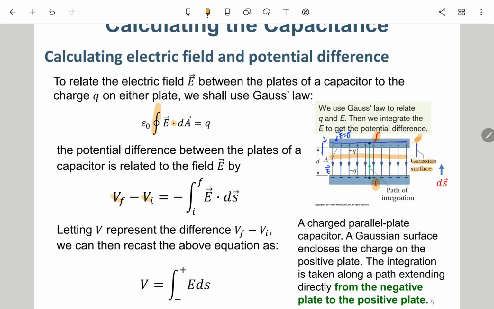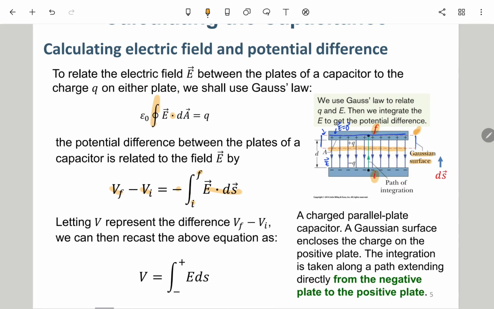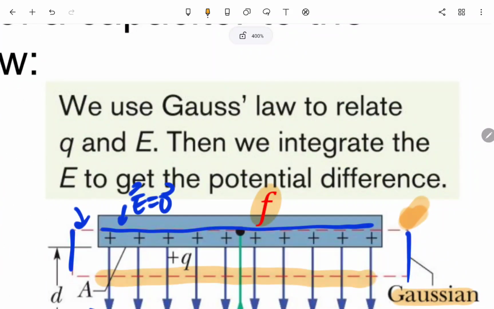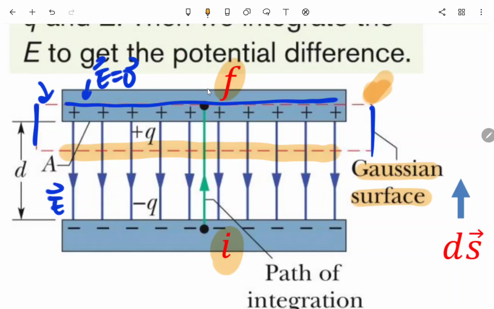Here we have Vf minus Vi equals negative integral of E dot ds from i to f. This is just a definition in chapter 24. Here we try to simplify it a little. If we integrate from i to f, then ds is pointing upward.